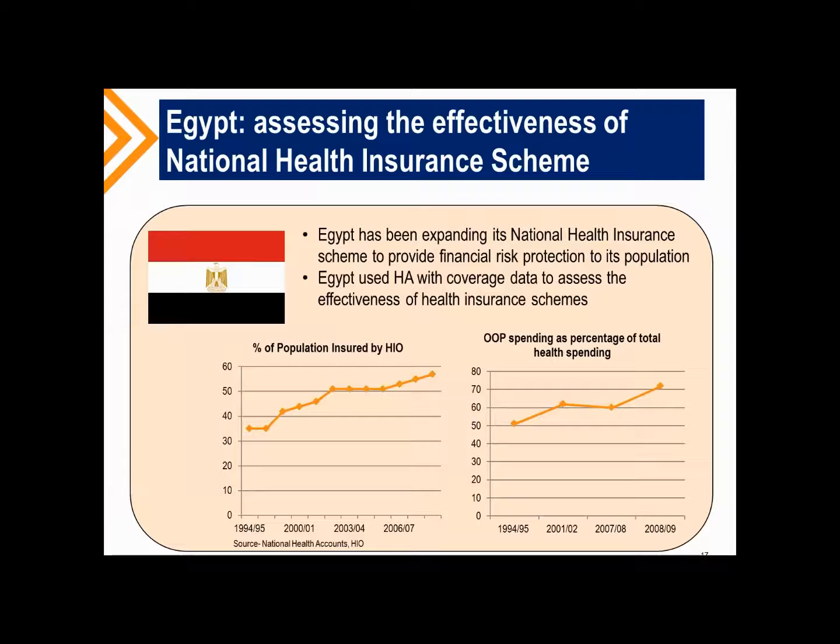The chart on the left shows you the percentage of the population covered by health insurance, and the chart on the right shows out-of-pocket spending. As you can see, even though population coverage for insurance was increasing, during the same period, out-of-pocket spending was also increasing. So at a macro level, this helped Egypt to gauge whether their health insurance program was actually working.